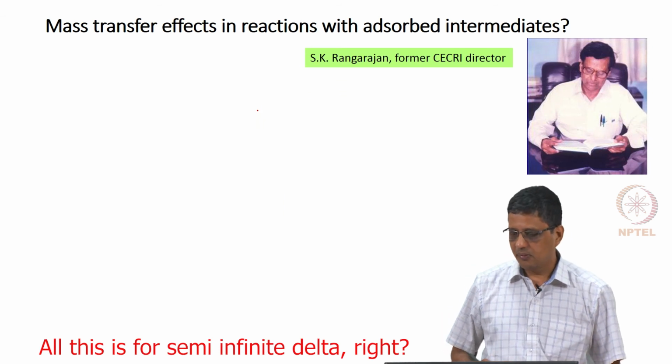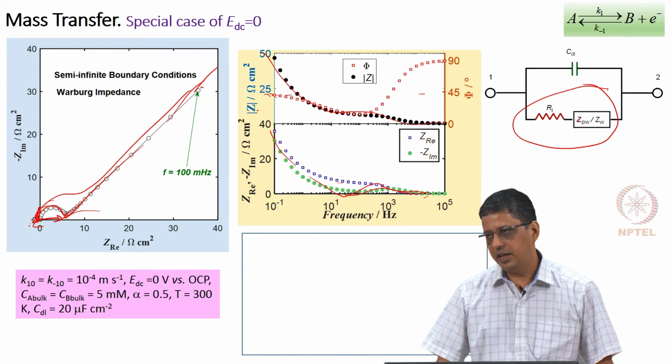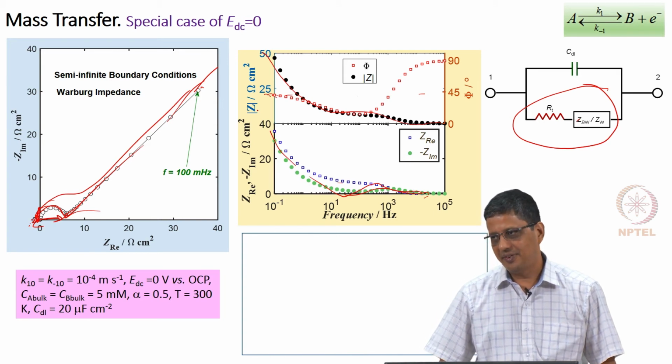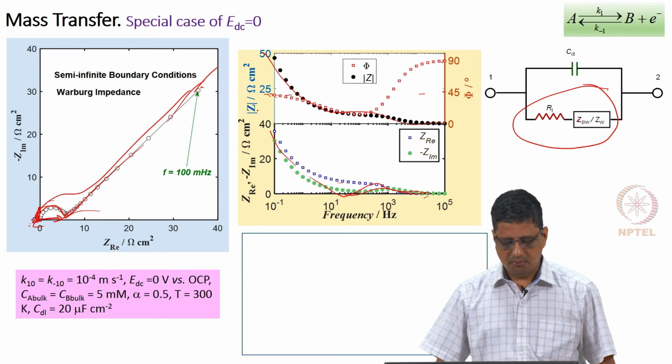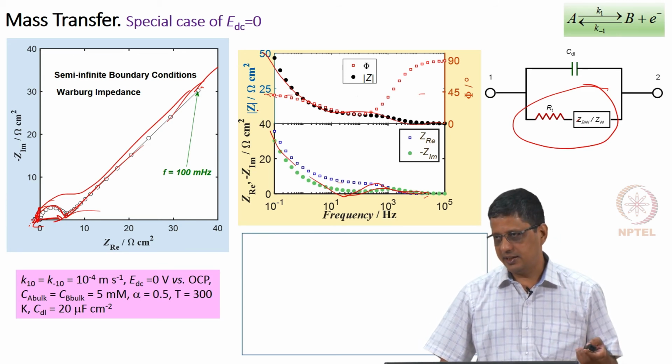So, all this is for semi-infinite diffusion, right? Yes, semi-infinite. We have not solved it for the finite condition yet, and we will probably have to postpone it for the next class. All this is done for a simple electron transfer reaction.